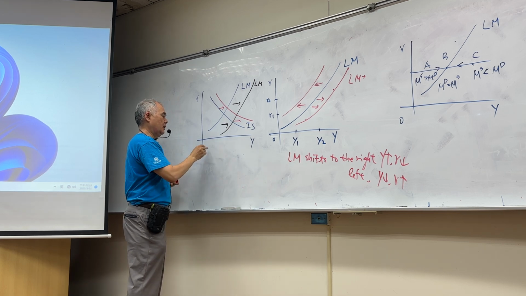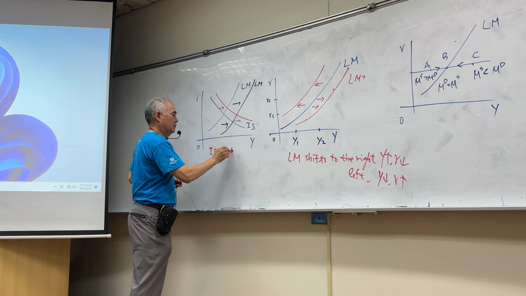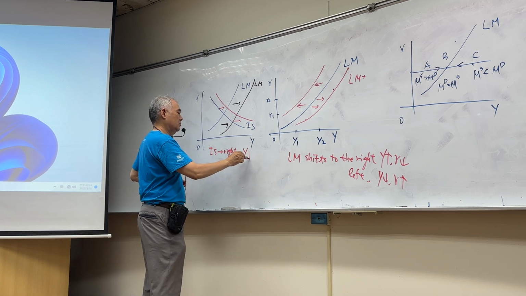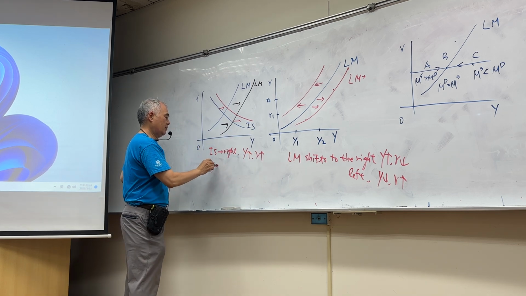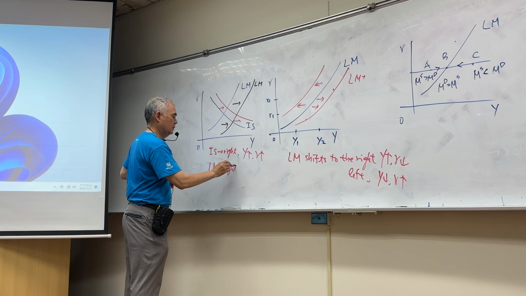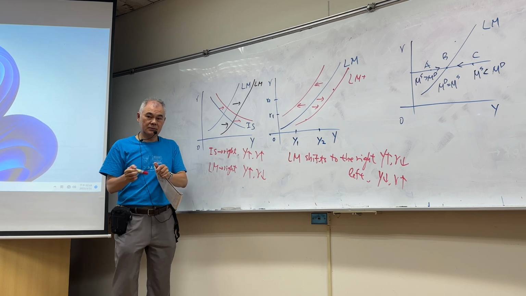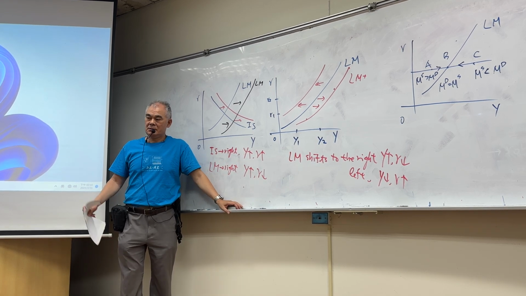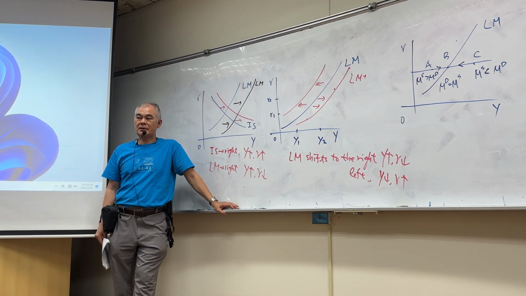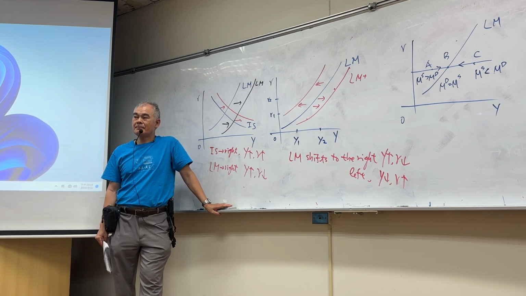If IS shifts to the right, you have Y goes up and R goes up. And if you have LM also shift to the right, you have Y goes up, R goes down. So you're going to have income goes up, but as for the interest rate, it is not sure. We don't know because it really depends on which one has a higher impact. Questions?